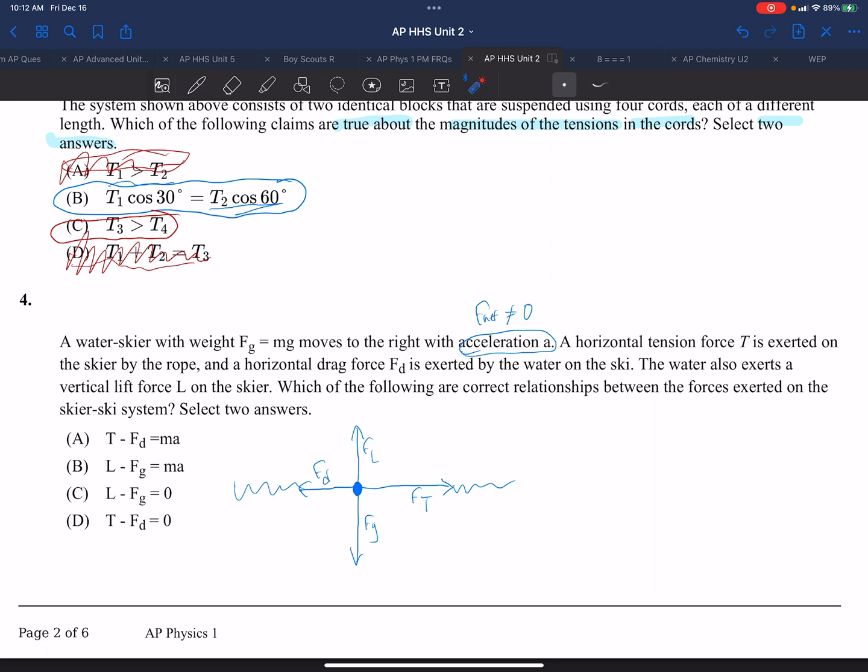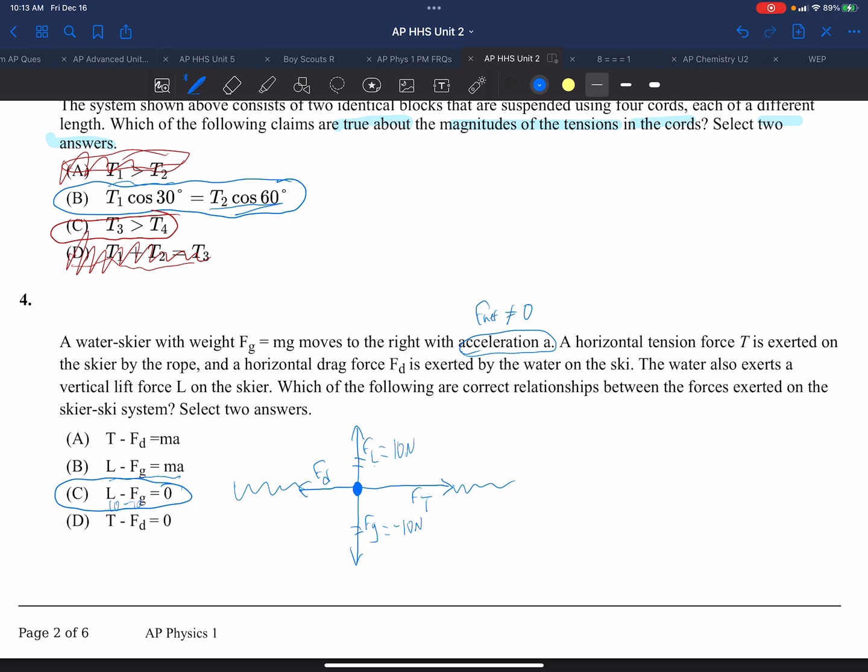well, we know the water skier is not accelerating vertically. So these two must be equal and opposite to each other. So if we take this lift force, let's say it's 10 newtons, then gravity should be minus 10 newtons. And, well, this might be a true statement. It should be equal to 0. 10 minus a minus 10 should be 0. So one of our choices is C right off the bat.